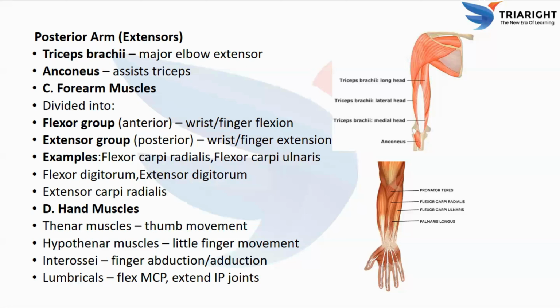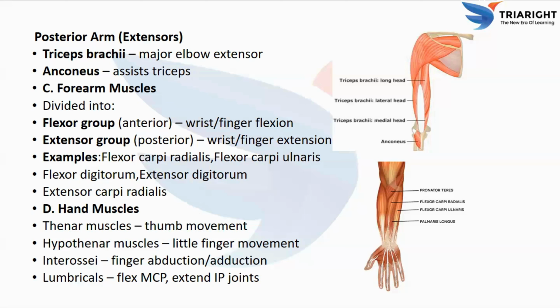What is the function of the extensor group? Extension of the wrist and fingers. Extensors in the back are present at the posterior compartment. So what are the examples of the extensor group? Extensor digitorum, which extends the fingers. Extensor carpi radialis, which extends the wrist. Whereas extensor carpi ulnaris, it also extends and abducts the wrist.